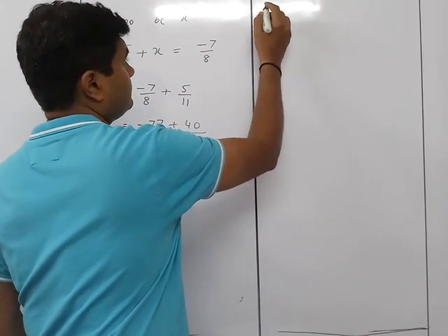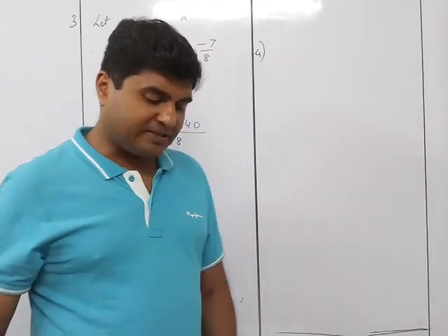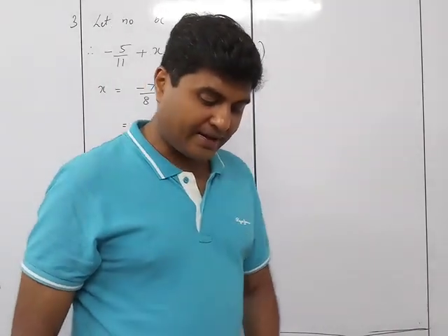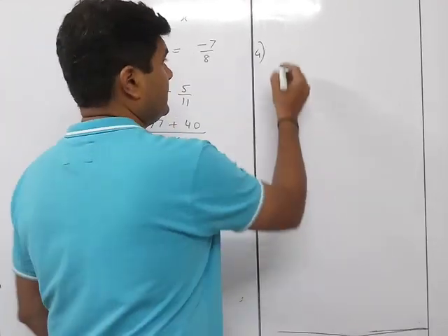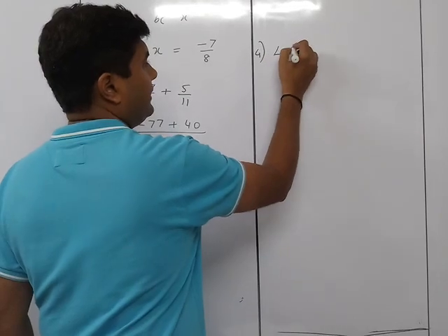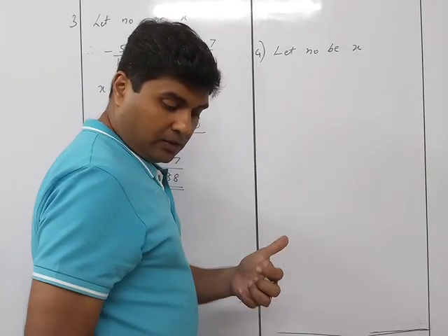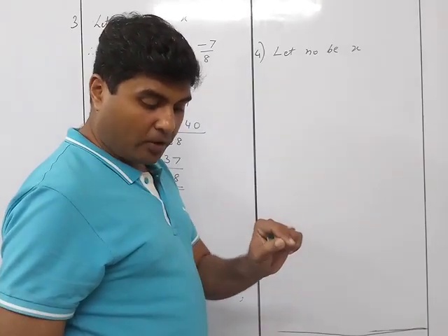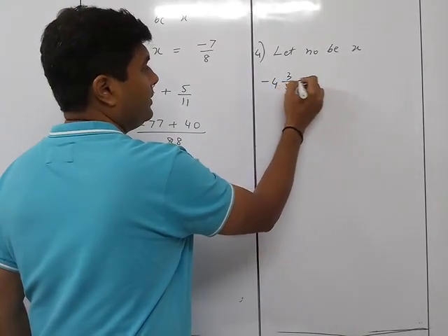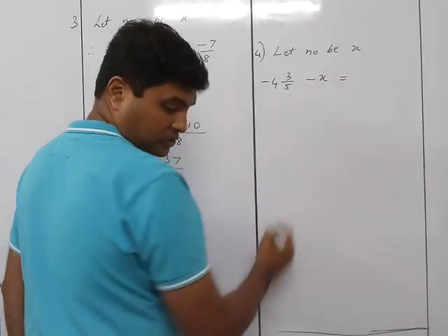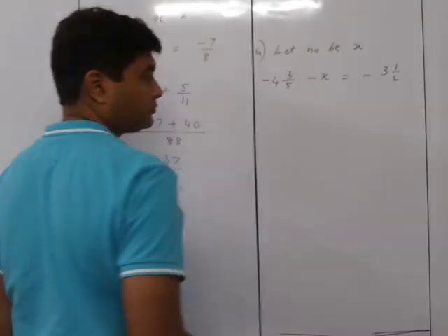Question number 4. What rational number should be subtracted from this to get this? Let the number be x. So we have to find what rational number should be subtracted: minus 4 3 upon 5 minus x is equal to minus 3 1 upon 2.